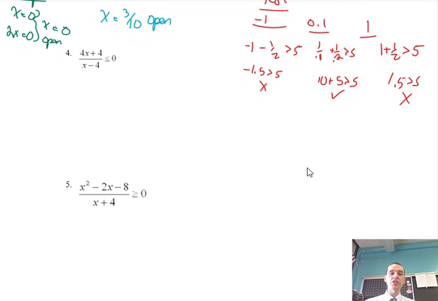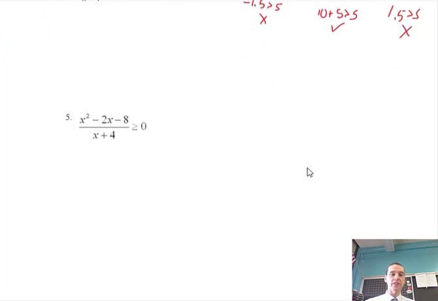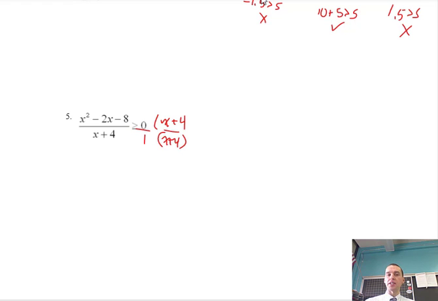Why don't you guys do actually, we'll skip number 4. And let's do number 5. We can do number 5 together here. Notice that the denominator will put this over 1. Notice that you can multiply this by x plus 4 over x plus 4, but because it's 0, it does not matter. So we can set the numerator equal to 0.